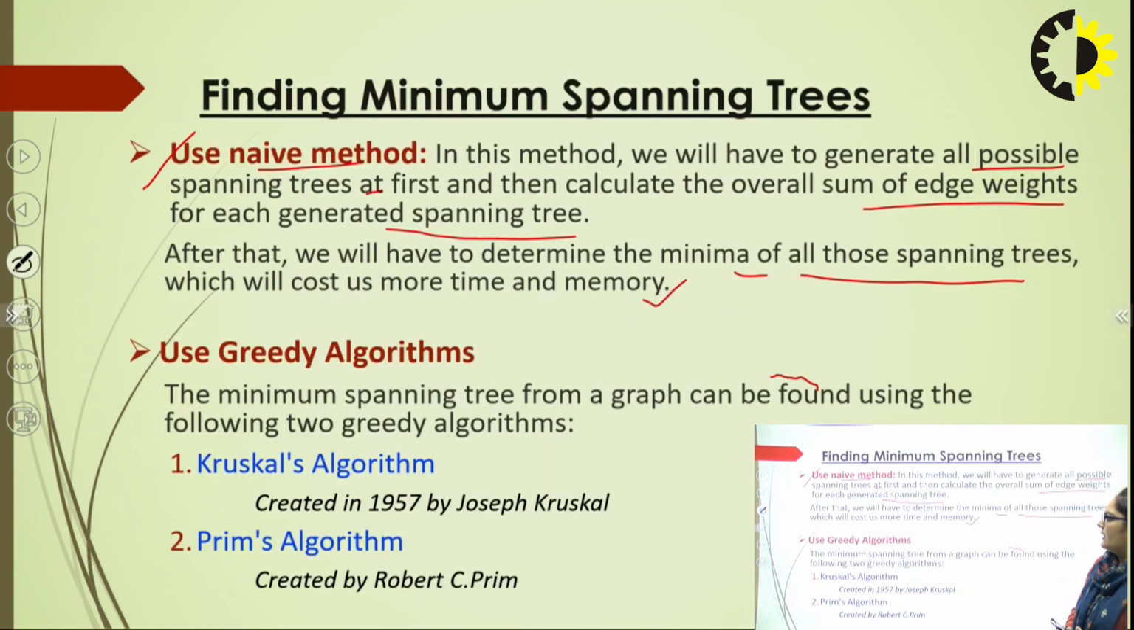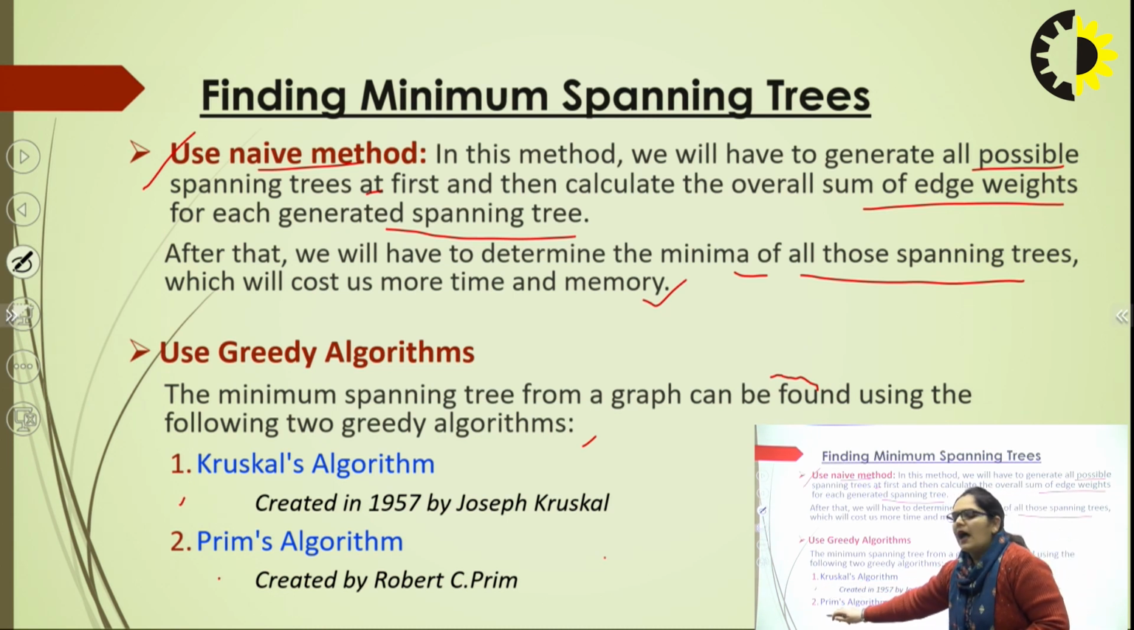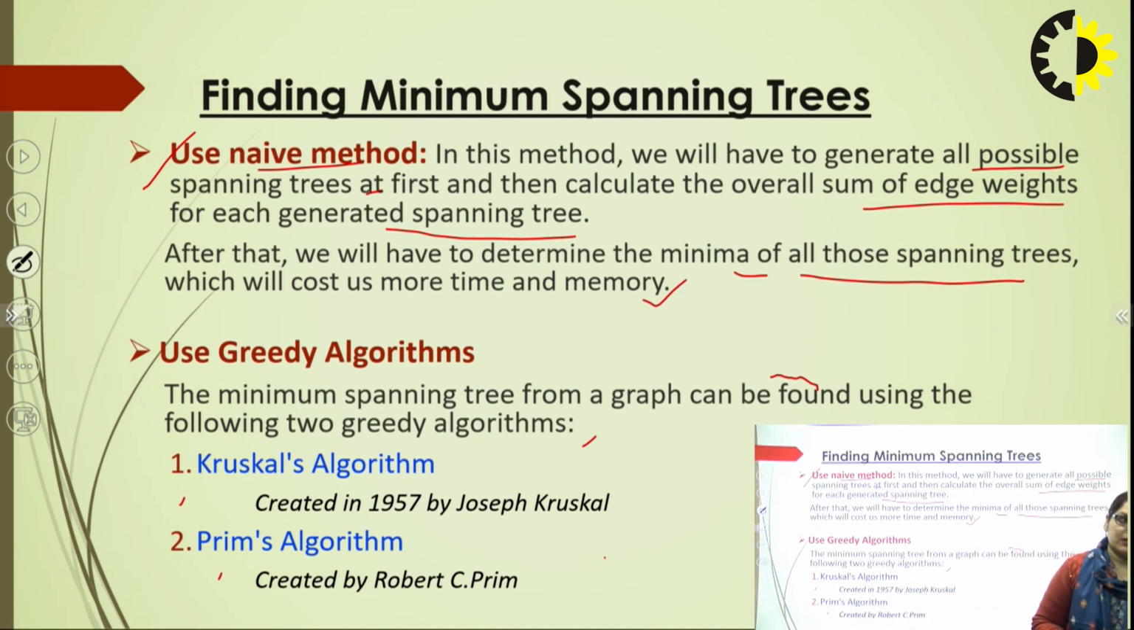So for finding the minimum cost spanning tree directly, we can use the greedy algorithms. The first is Kruskal's algorithm and another one is Prim's algorithm. By using these algorithms, we can find the minimum cost spanning tree in very little time, and these are memory efficient also. So let us discuss them one by one.